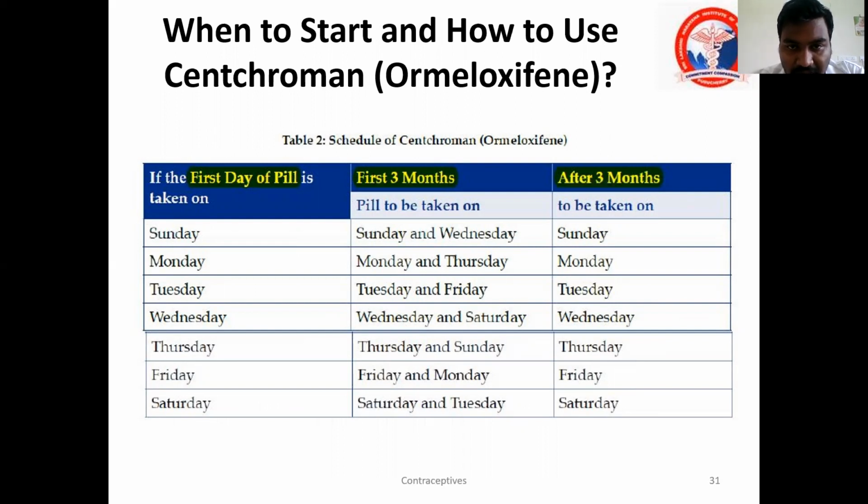For example, if menstruation starts on Sunday, the first tablet should be taken on Sunday, and the second tablet should be taken 3 days after the first dose, that is on Wednesday. This should be repeated for the first 3 months. After that, it can be taken on Sundays. So for the first 3 months it is used twice a week, after that once a week. The dose is 30 milligram. It contains ormeloxifene 30 milligram.